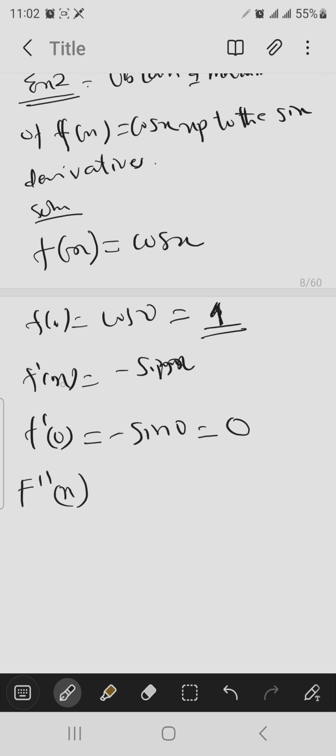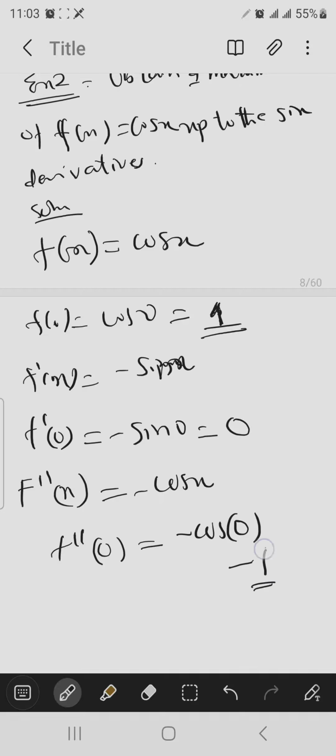The third thing is that I'm going to find f double prime of x. Differentiate this. When I differentiate minus sin x, it's going to be what? Minus cos x. So now I will find f double prime of 0. It now becomes what? Minus cos 0. So minus cos 0 will now become what? Minus 1. You know, cos 0 is equal to 1. So minus is going to be minus 1.